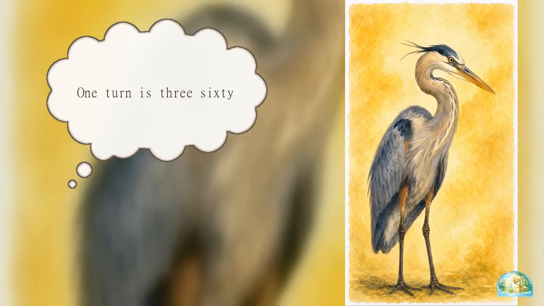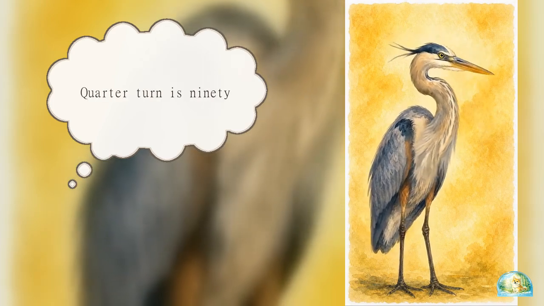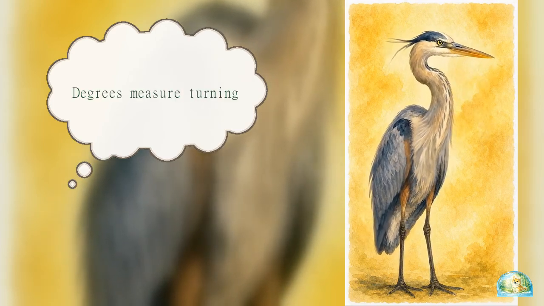1 full turn is 360. Quarter turn is 90. Degrees measure turning.